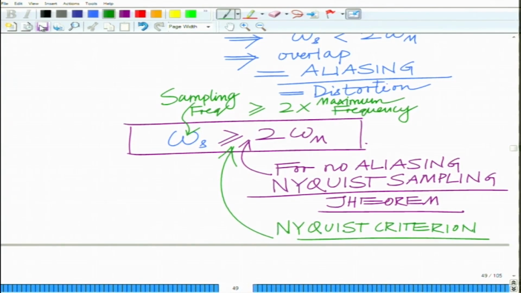So, to avoid aliasing, this 2 omega m is also termed as the Nyquist rate, or basically the minimum rate at which the signal has to be sampled so that there is no distortion. This is one of the key properties which has to be borne in mind when converting a signal from the continuous time to the discrete time domain via sampling.